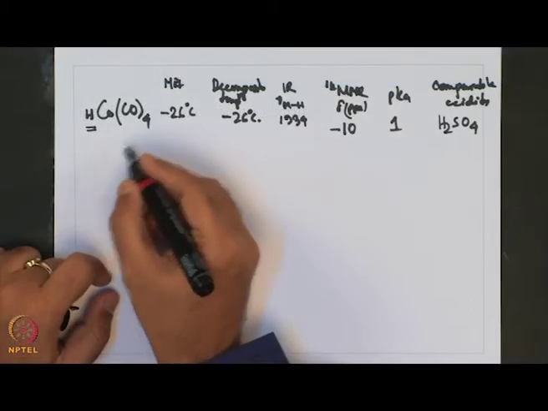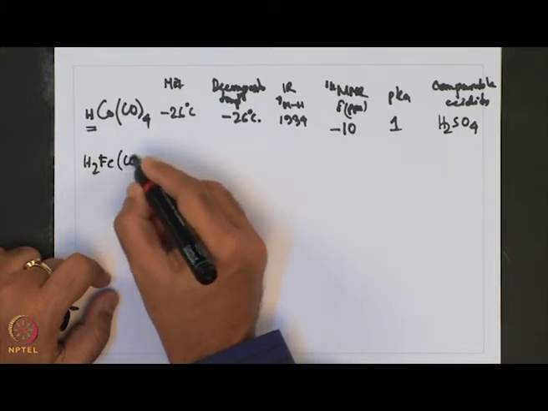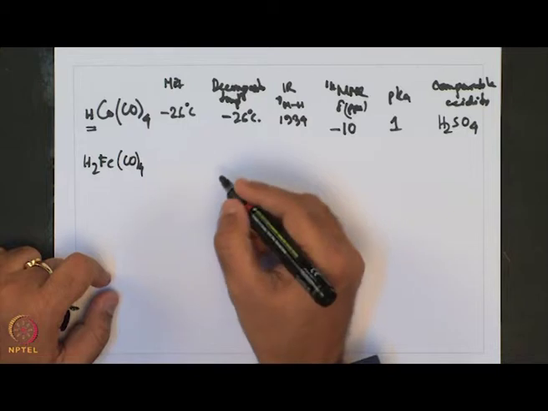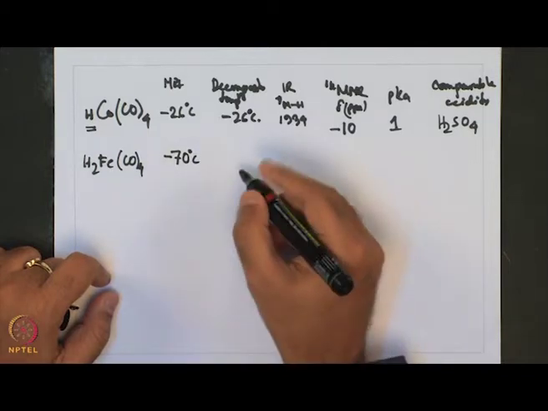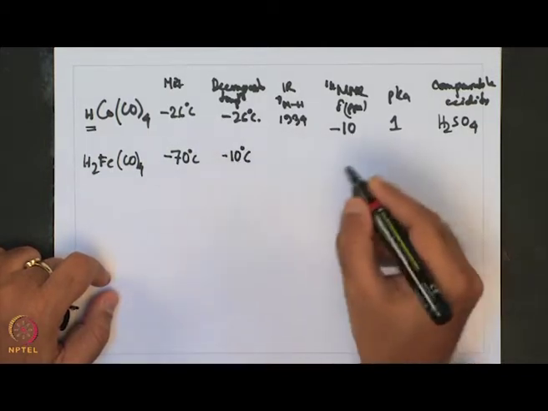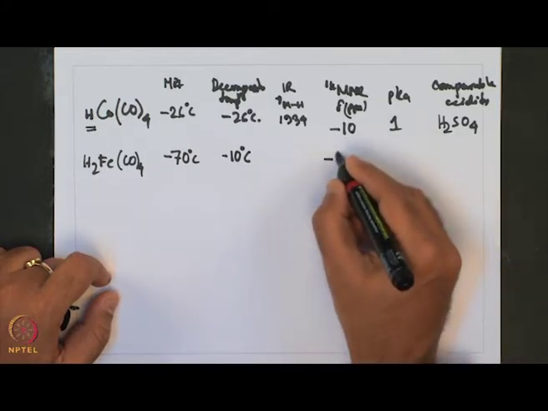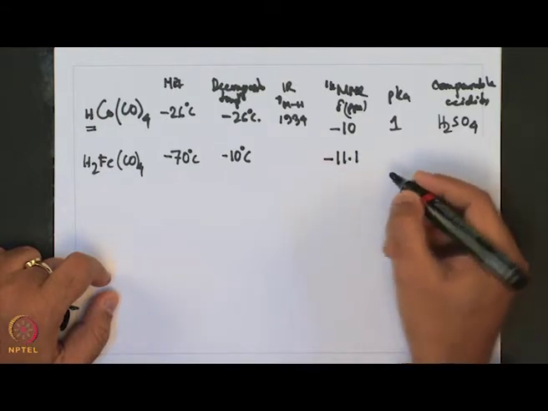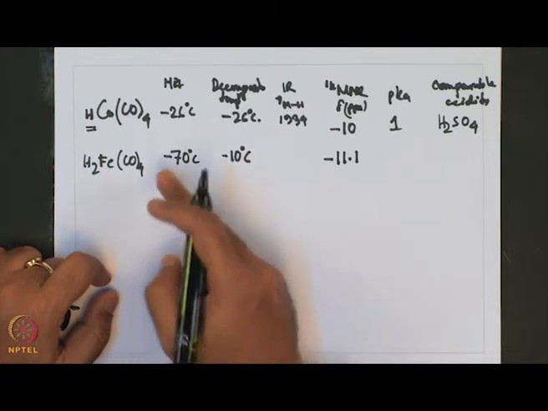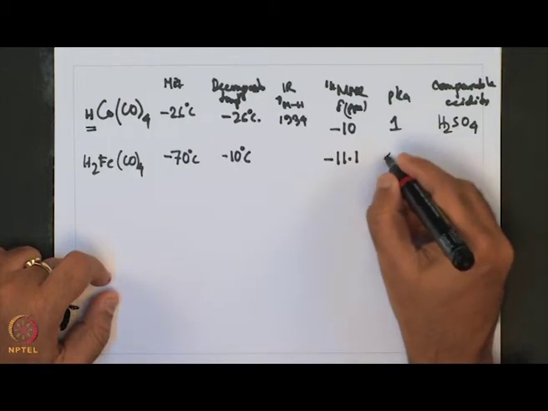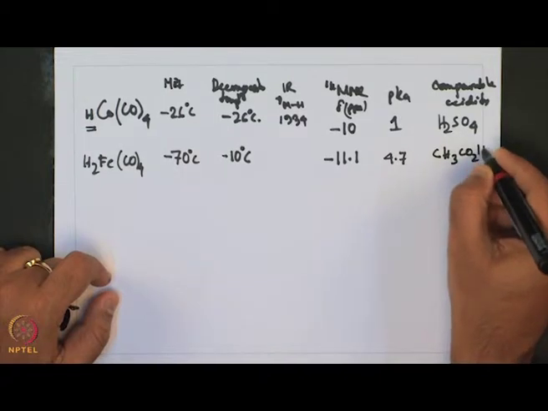Now, if you move from cobalt to this complex, which is dihydrido iron H2Fe(CO)4, this also is a very unstable compound, melting point minus 70 degrees centigrade, decomposition temperature minus 10 degrees centigrade. The metal hydride moiety has not been characterized by IR, but in NMR it comes at minus 11.1 ppm. Because this is a bit less acidic than the previous hydridic moiety, it has a pKa of 4.7, which is comparable to, let us say, acetic acid.